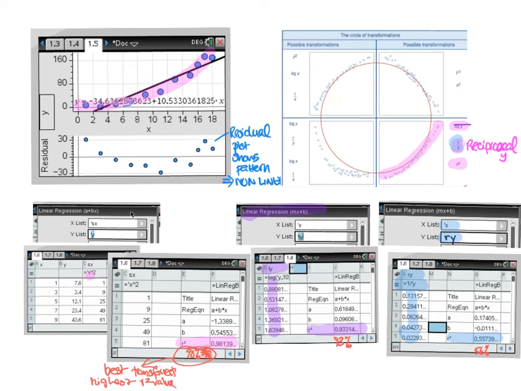The highest r squared value is better because we're saying 98% of the change in the y value is due to us changing our squared x values. So that means it's having a major impact on it. It's very much related. Once we've done that, we have made this data linear. It's no longer curved, so we can be happy that we can use our equation to predict.